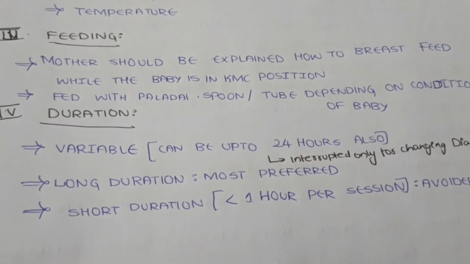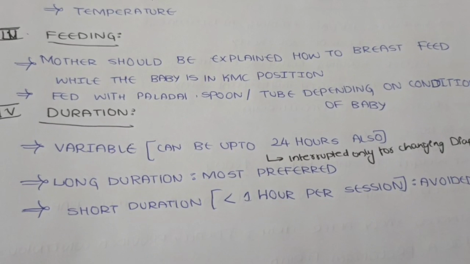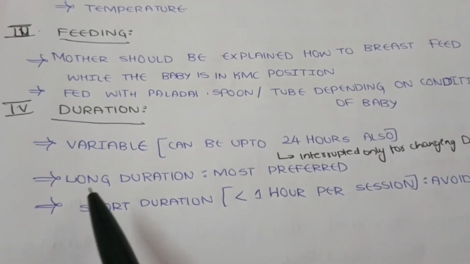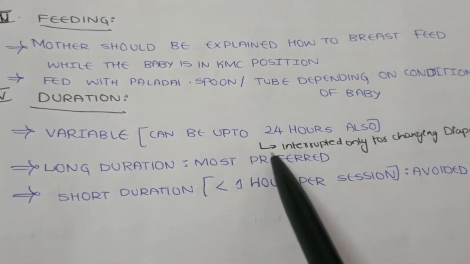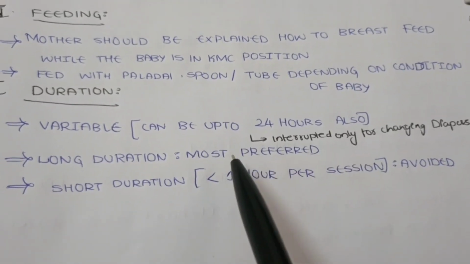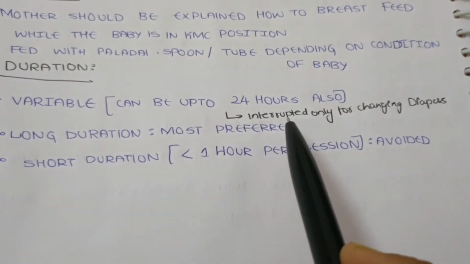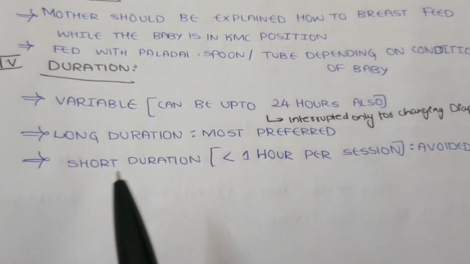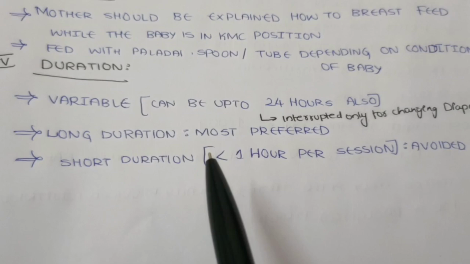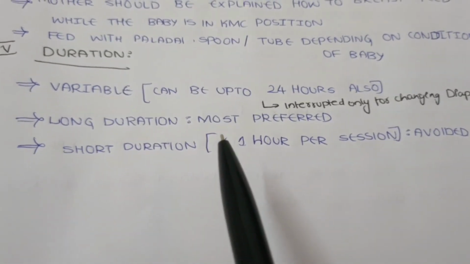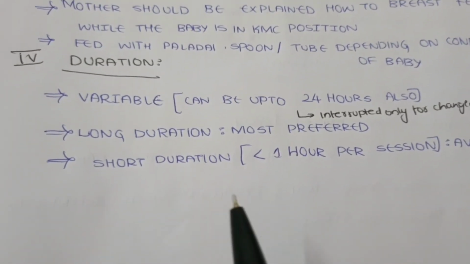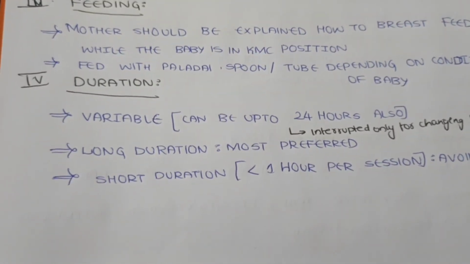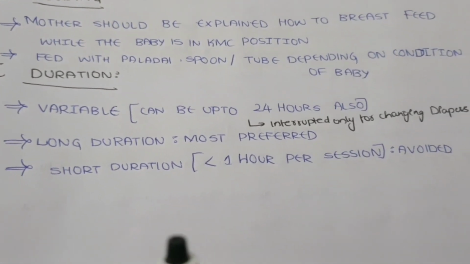Duration. For how long can the mother keep the baby in KMC position? The period is variable. It can be up to 24 hours also, only interrupted for changing diapers. Long duration is most preferred. Short duration of less than 1 hour per session should be avoided because frequent handling may cause stress to the baby.